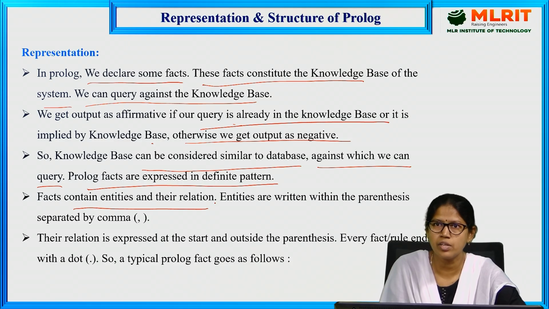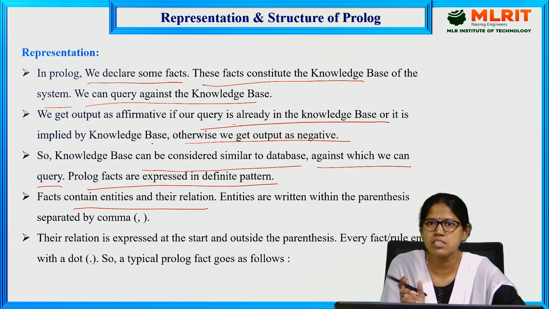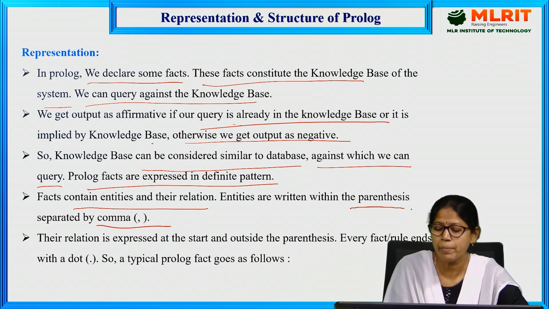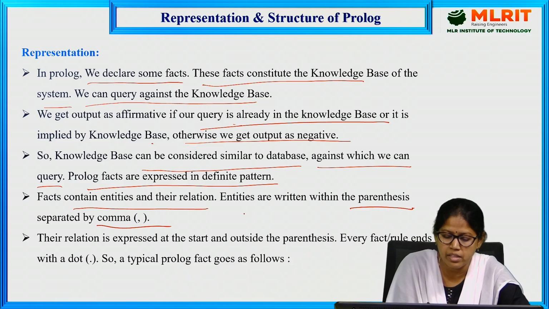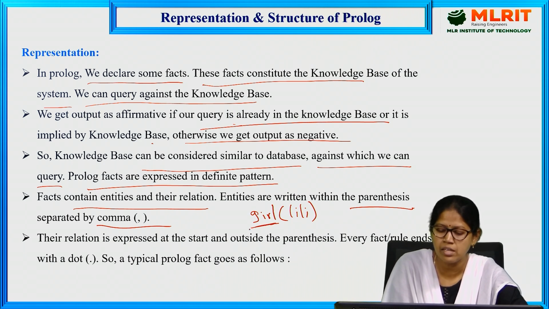Already yesterday we have seen lazy, Pratyusha. So lazy is the property or relationship, and the entity, meaning the object, is Pratyusha, separated with commas within the parentheses. So we will write like this: girl, Lily. So Lily is a girl, girl is a property, Lily is an object.